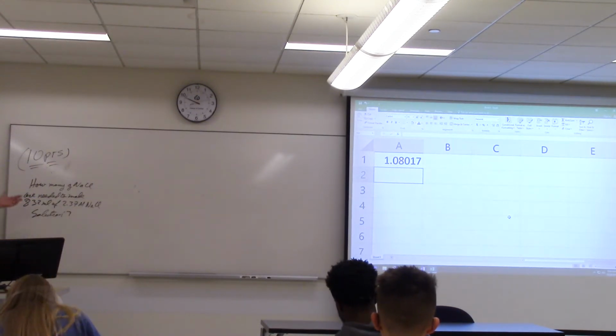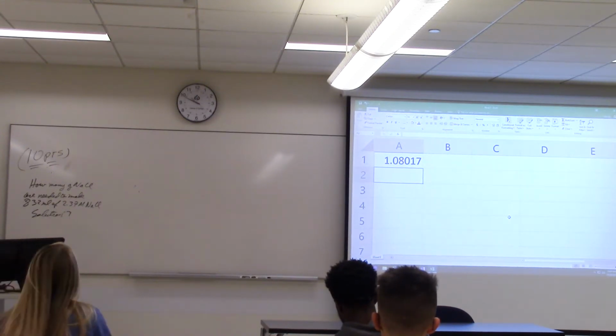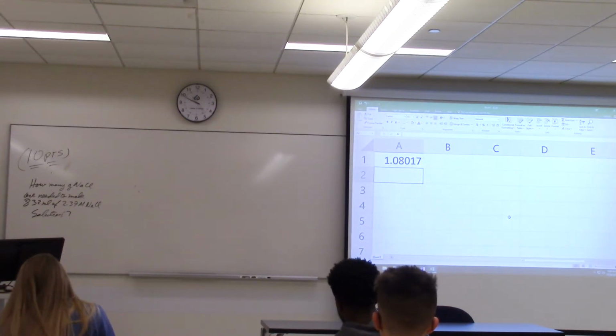All right, let's take a look at this question. And this is real life when you're making molar solutions. How many grams of sodium chloride are needed to make 832 milliliters of a 2.37 capital M molar sodium chloride solution?